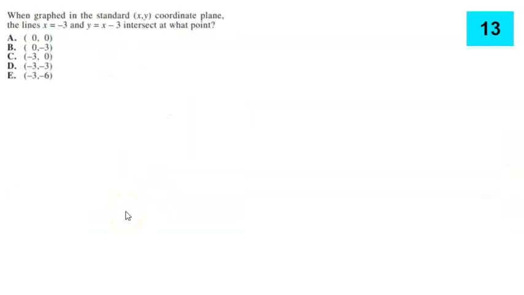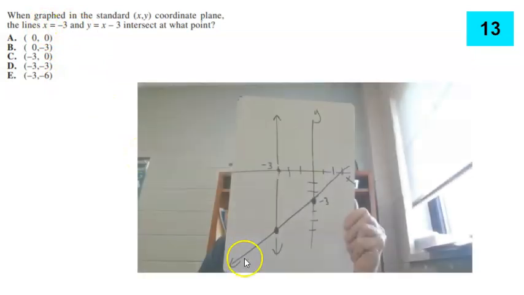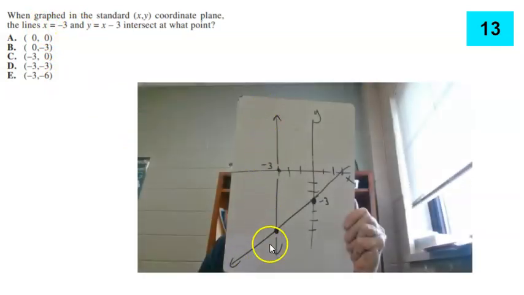When graphed in the standard coordinate plane, the lines x equals -3 and y equals x minus 3 intersect at one point. You could graph this in the calculator, except for this you can't really graph. You can graph this line. This first one, if you graph in the yellow calculator, is not a function, so it would not show up. But it's pretty easy to sketch a vertical line on paper at -3.